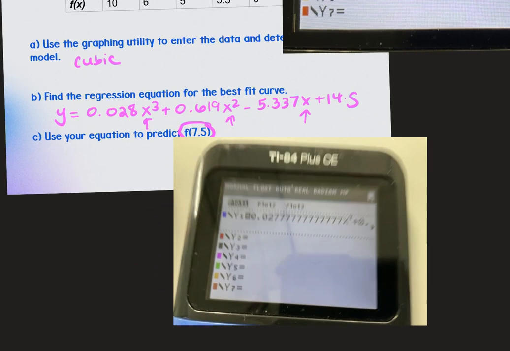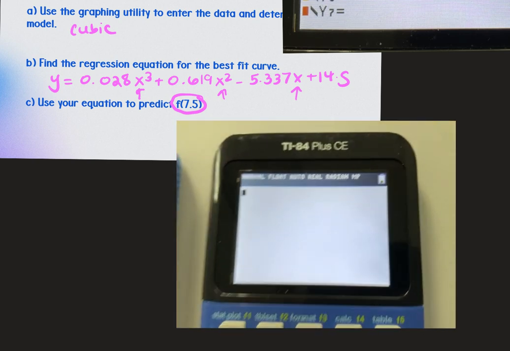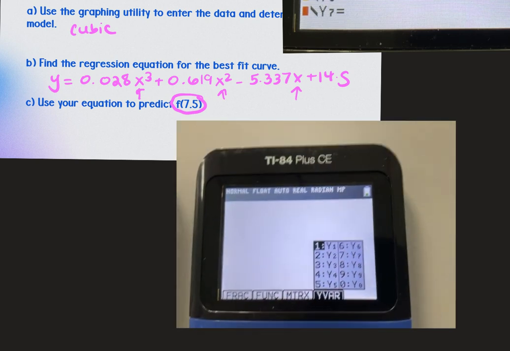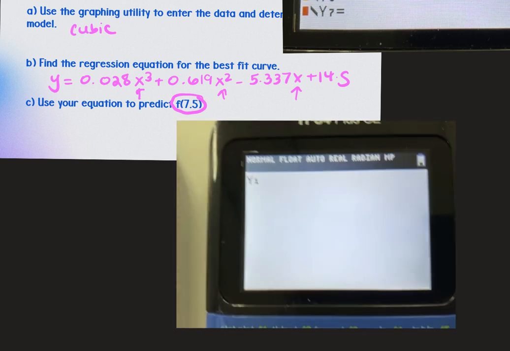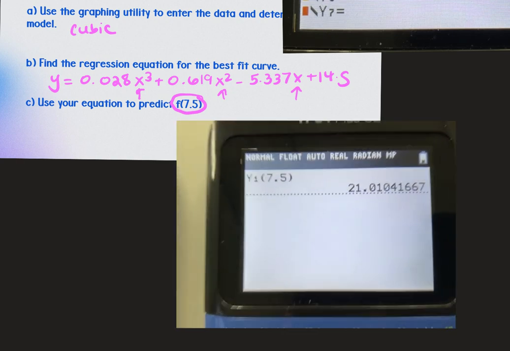Okay, so now I want to find f of 7.5. I'm going to quit out of here, and I go alpha, trace. I get my y1 back because that's where I stored it. I open my parentheses, 7.5, close my parentheses, and hit enter.